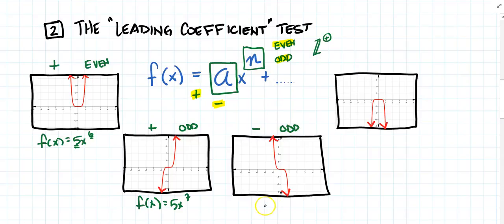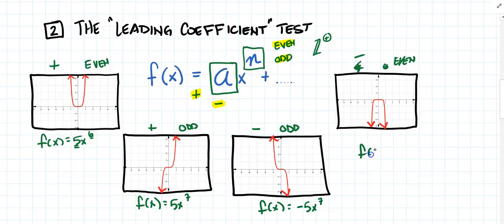Okay, so as an example, I could have f of x is equal to negative 5x to the 7th. That means I'm going to go up on the left and down on the right. And then the only other one left is negative and even, my bad. So if it's negative and even, then I'm going down left and down right.